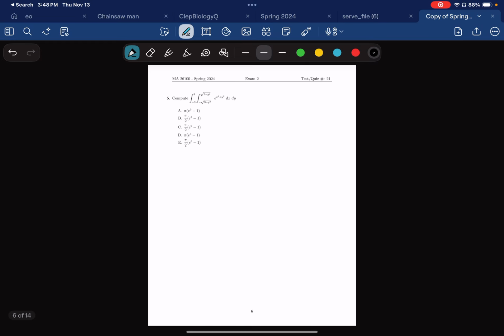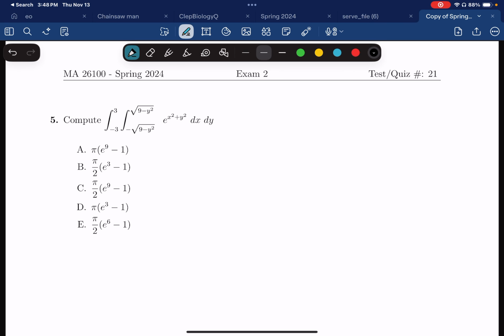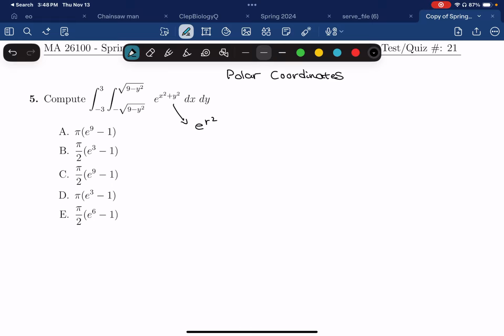Okay, so moving on to number 5, compute this integral. Okay, so how do we do this? Well, we're going to convert this to polar coordinates. So this becomes e to the power of r squared. If we have this, we know that x is equal to the square root of 9 minus y squared, which means that x squared is equal to 9 minus y squared. So x squared plus y squared is equal to 9, which means that our radius is just 3.